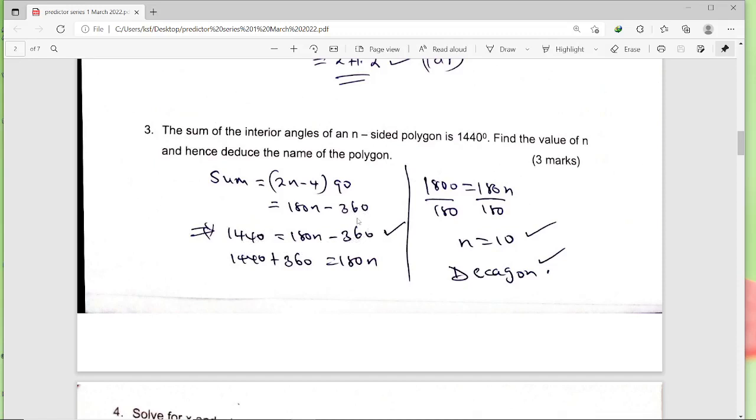Like terms together, this will be addition. So it will be 1440 plus 360 equals 180n. If you add these two, it gives you 1800 equals 180n. We divide by 180 on both sides. This cancels, we remain with n. It will be 10. n is 10, and a 10-sided figure is what we call a decagon.